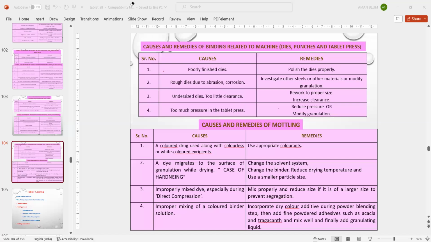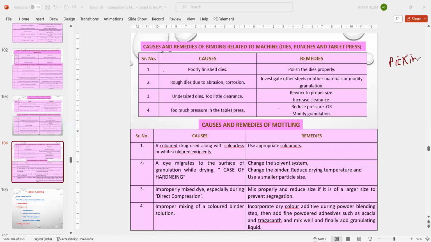So this kind of basic definition you also have to keep in your mind, because they ask questions on this kind of basic topic also, as in GPAT 2023, as I gave you the example. Now, as we have talked about capping and lamination, we now talk about picking.